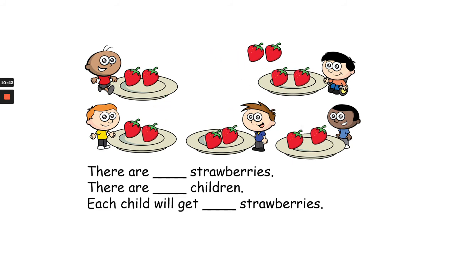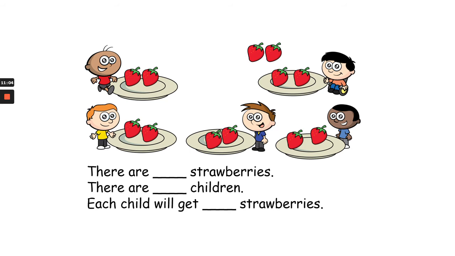So everyone's got 2 each. Still equal groups. I've got some strawberries left over. Can I share those strawberries? Have I got enough to make equal groups? No, I haven't. I have got 5 children and I have only got 2 strawberries left.